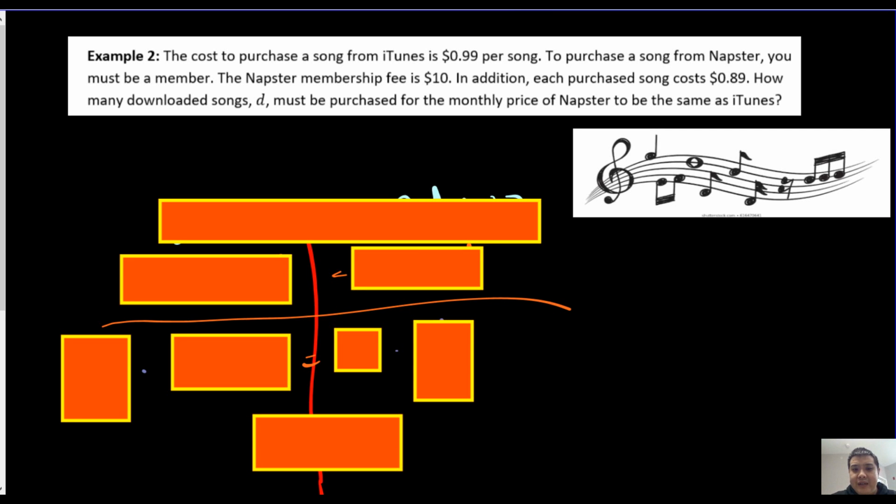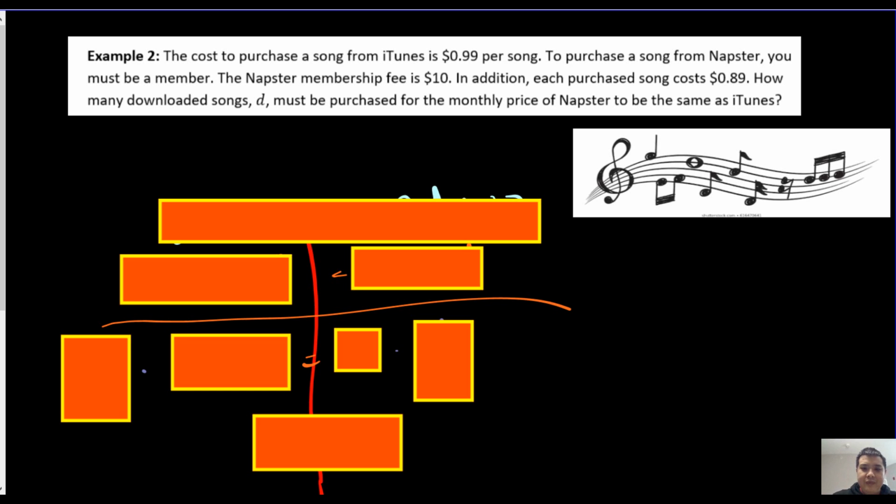Here, it says the cost of a song on iTunes, when iTunes used to sell music, you guys know, is 99 cents per song. To purchase a song from Napster, you must be a member. The Napster membership fee is $10. In addition, each song costs 89 cents. How many songs d must be purchased for the monthly price of Napster to be the same as iTunes?